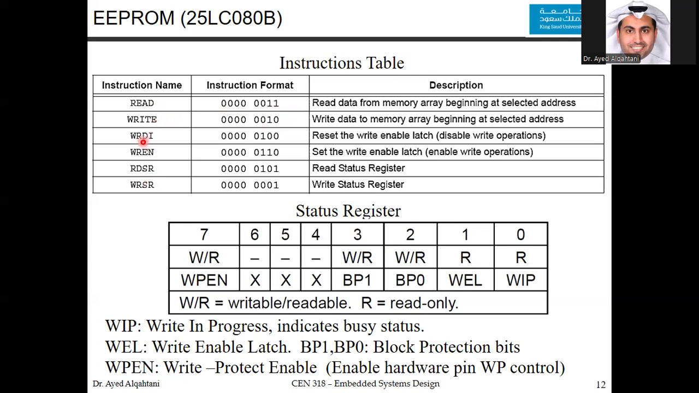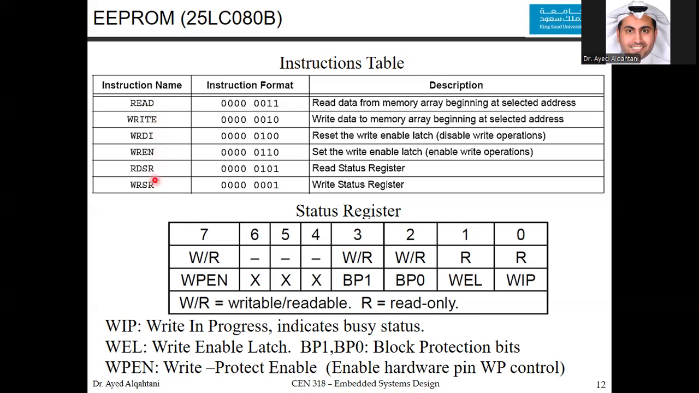We have other instructions. We have the write disable and the write enable, which resets the write enable latch or sets the write enable latch. The write disable will disable the write operation. The write enable will enable the write operation. And we also have status register, one for the read and one for the write. And you can see the name of the instructions or the value of the instructions. Here we have 4, here we'll have 6, here we have 5, and here we have 1. The important ones that we will see in the following program are the read, the write, and the write enable.